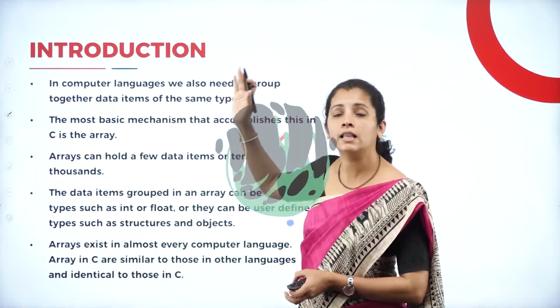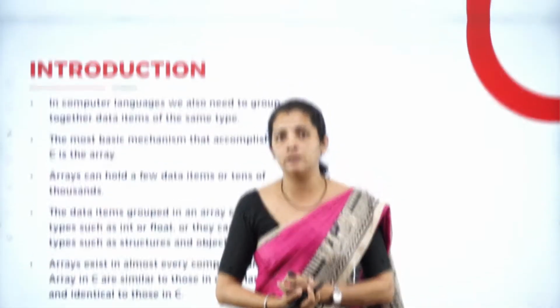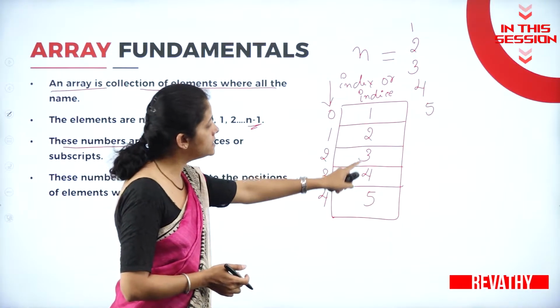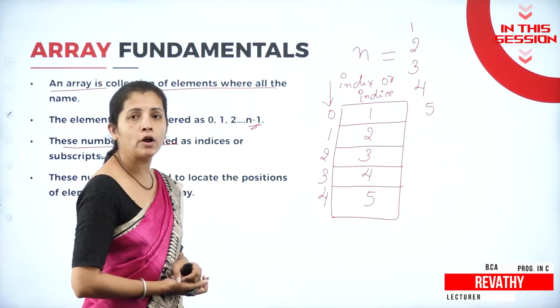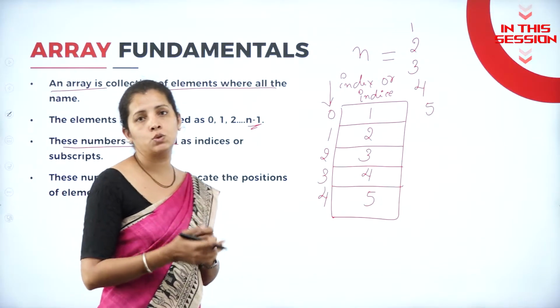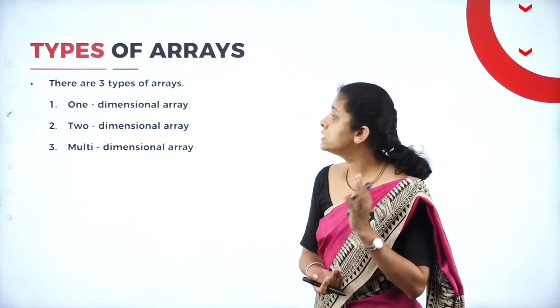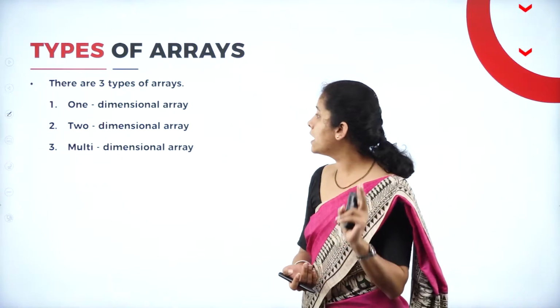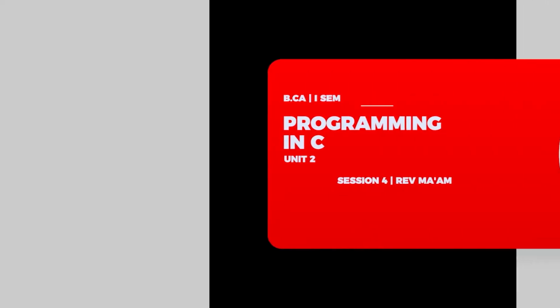Arrays are nothing but the collection of homogeneous elements. If I want to access these elements, then with the help of indices or index, I can access the element which is stored in the array. Arrays are categorized into three types: one-dimensional array, two-dimensional array, and multi-dimensional array.